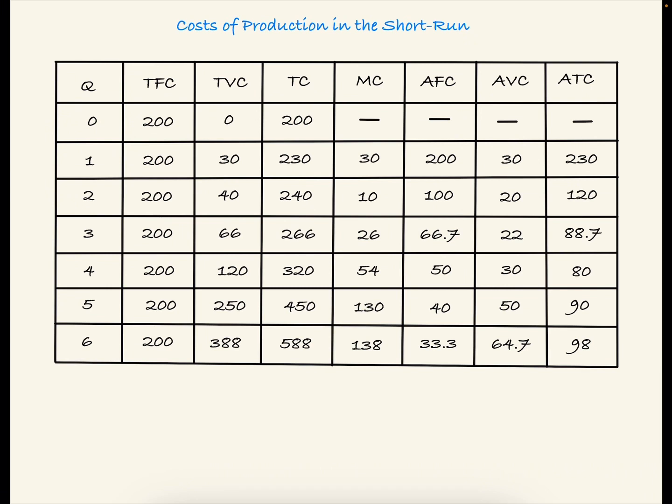Marginal cost is the change in total cost divided by the change in quantity. If we look, as we increase the quantity from 0 to 1, our total cost changes from 200 to 230. The difference between the total cost is 30, and thus the marginal cost for the first unit is 30. If we look at average fixed cost, this is simply total fixed cost divided by the quantity. Average variable cost is the total variable cost divided by the quantity. And average total cost is the total cost divided by the quantity.